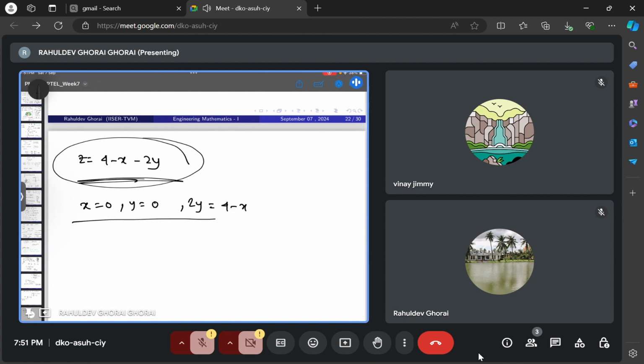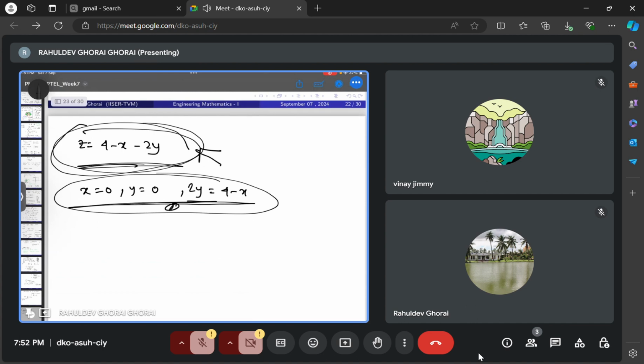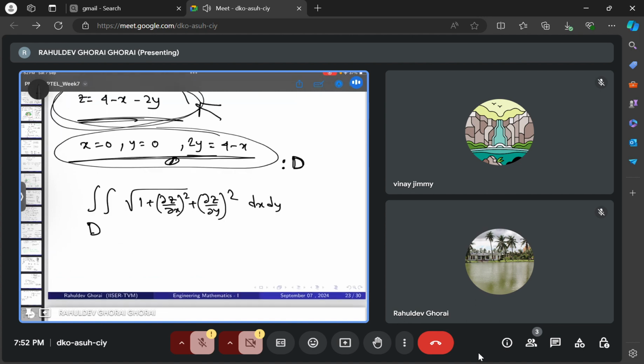So first of all, find out how this domain looks like, and then you have to find the surface area of this surface under this domain. Usually what we do, this will be the integral over D of root of 1 plus del z by del x whole square plus del z by del y whole square, dx dy, where D is the domain.